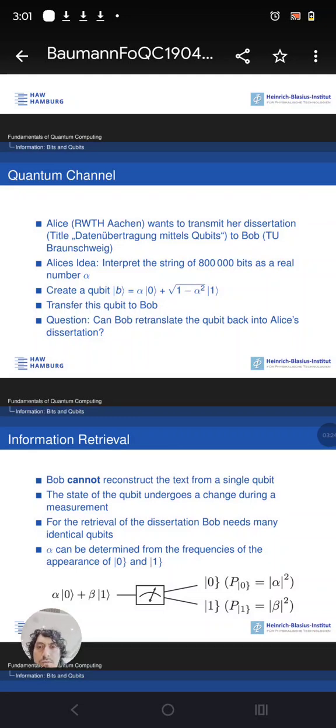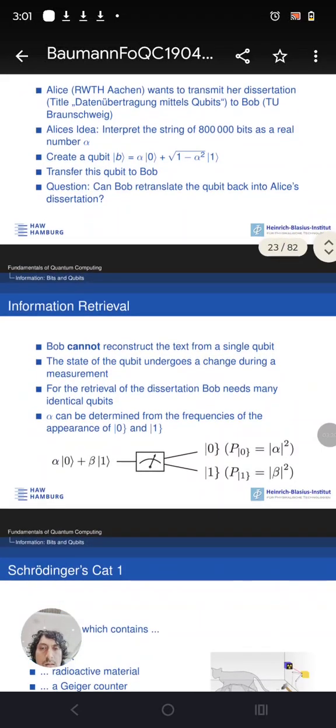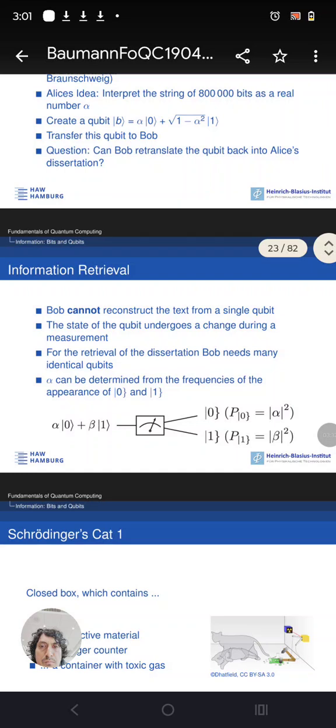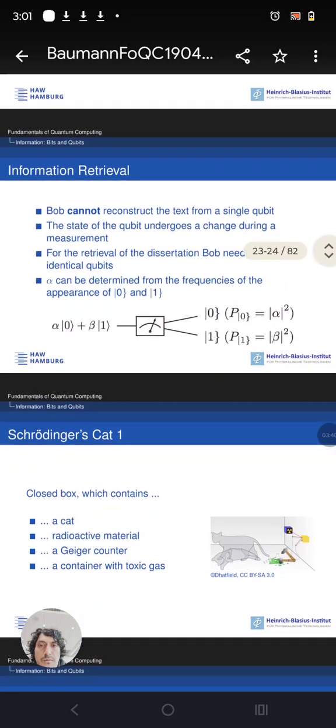So what can Bob do? Bob cannot reconstruct the thesis from a single qubit. So alpha can be determined from the frequencies of the appearance of 0 and 1 when Bob has measured the qubit many times.